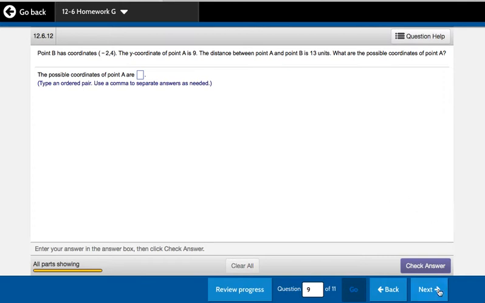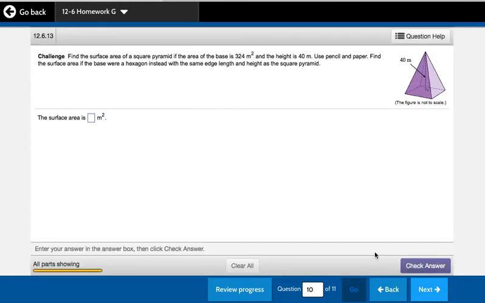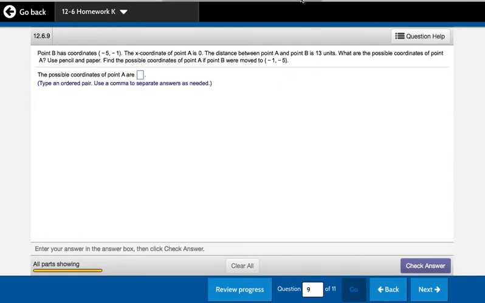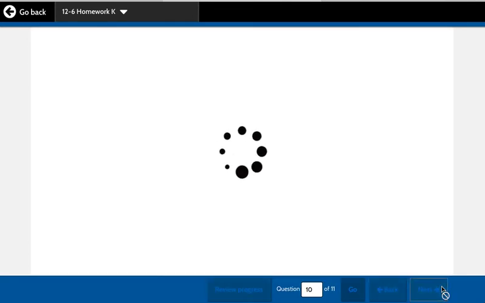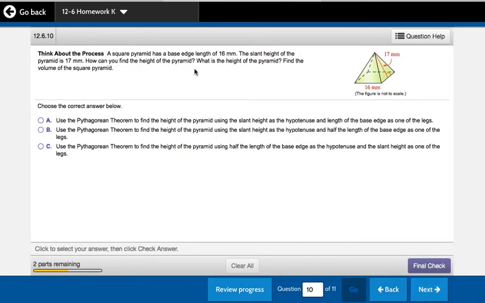it changes. In the G homework, question number 10 is called a challenge, and it says find the surface area of a square pyramid. It gives you the area of the base and the height. For K, question 10 is called think about the process. Notice it still has a square pyramid. This time though, it tells you the base edge, it tells you the slant height, and it says how can you find the height of the pyramid.